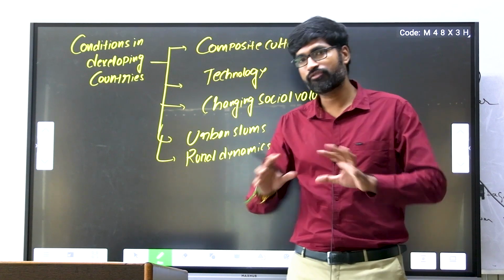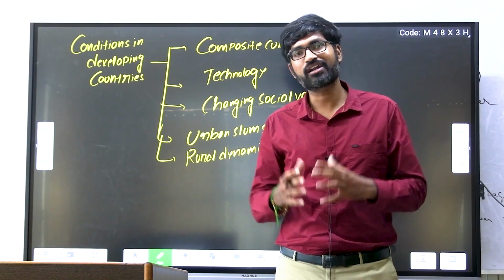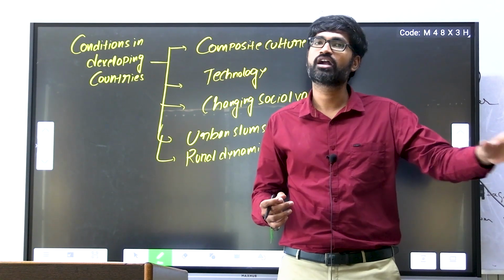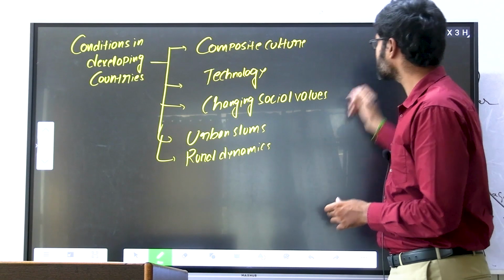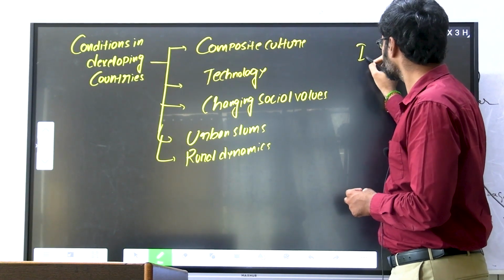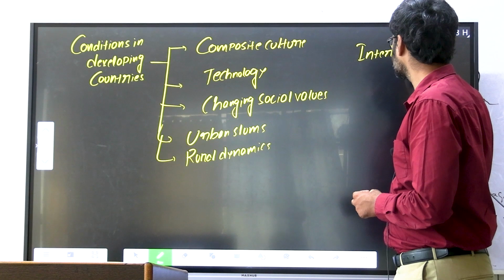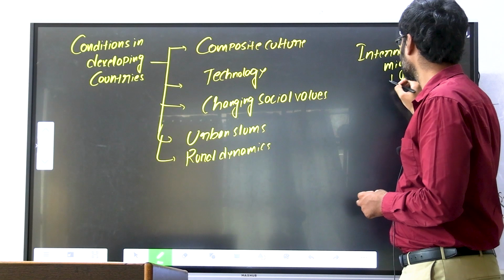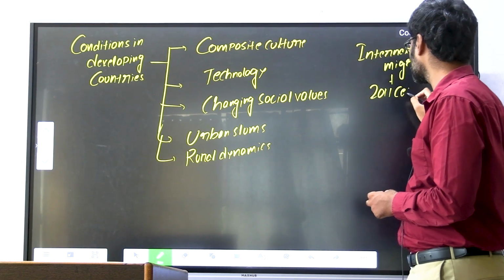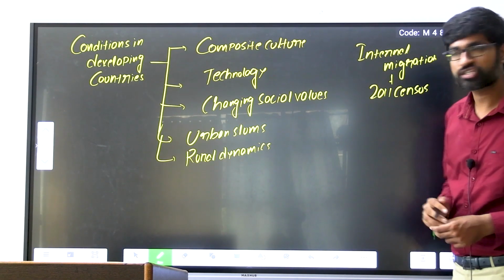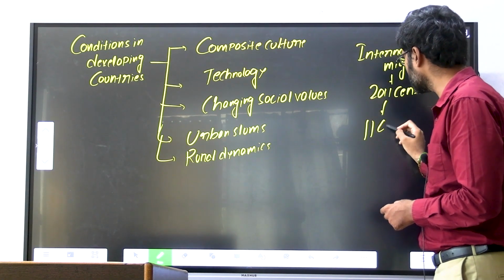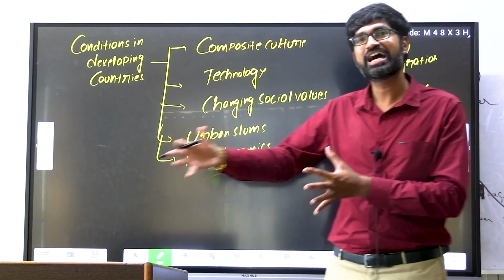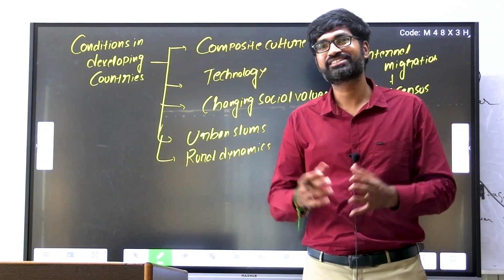Now the first part of the question we need to answer is why the larger cities are attracting more migrants than the smaller towns like tier 2 cities, tier 3 cities. So you can start with the data on internal migration in India. According to the 2011 census, the internal migration in India is approximately 11 crore people. The 11 crore people obviously migrate from smaller towns to the urban areas. That's where these things come in.